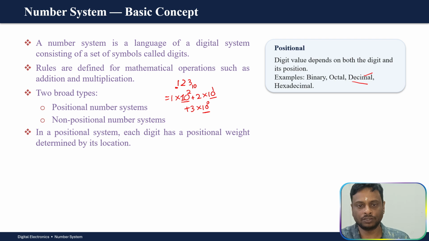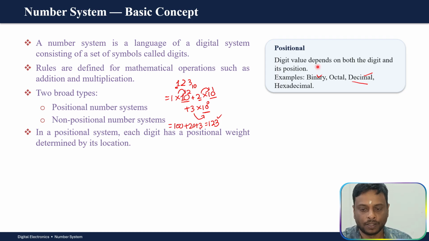Because we are dealing with a decimal number system, the base is 10. Each position has some weight. This digit has the weight of 10 to the power 2, this digit has a weight of 10 to the power 1, and this digit has a weight of 10 to the power 0. Each position has some weight, that is why it is a positional number system. If we sum it, it will be 100 plus 20 plus 3, that is 123. So the decimal number system comes under the positional number systems. Similarly, binary, octal, hexadecimal, all come under the positional number systems.